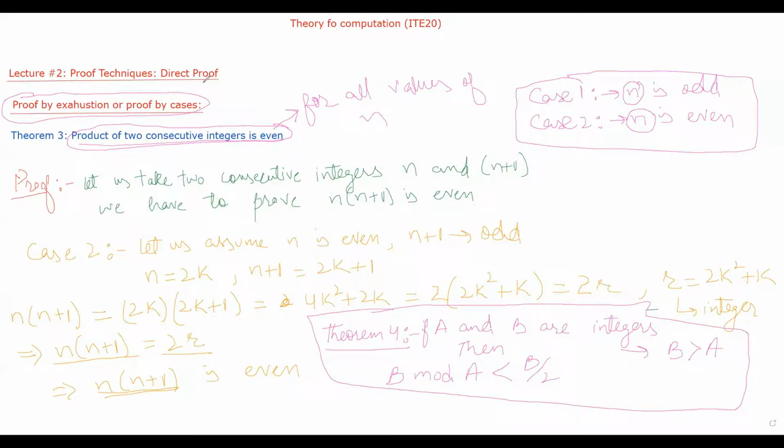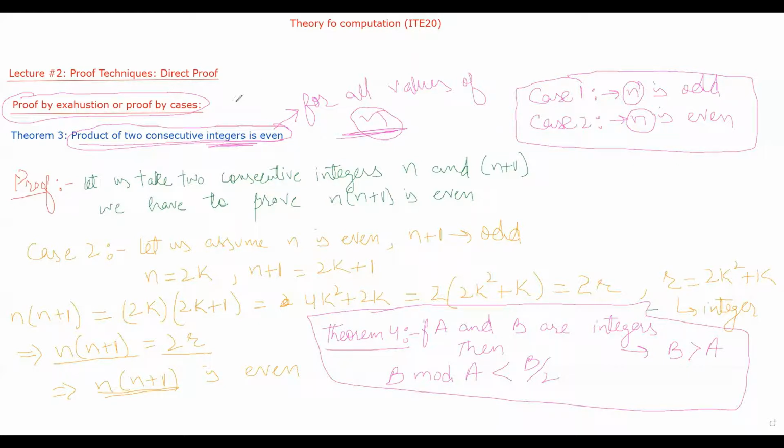So this completes the discussion about the direct proof technique. What are the two techniques? The first technique is that we assume statement P is true, and then we prove Q by directly approaching that particular statement or theorem. In the second technique, proof by exhaustion or proof by cases, we take some integer n and then prove this statement for all values of n, for different values of n in different cases. That is the second technique used in direct proof.